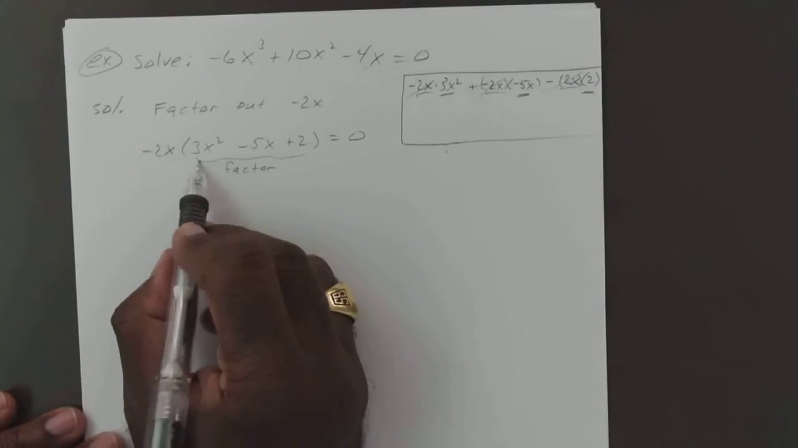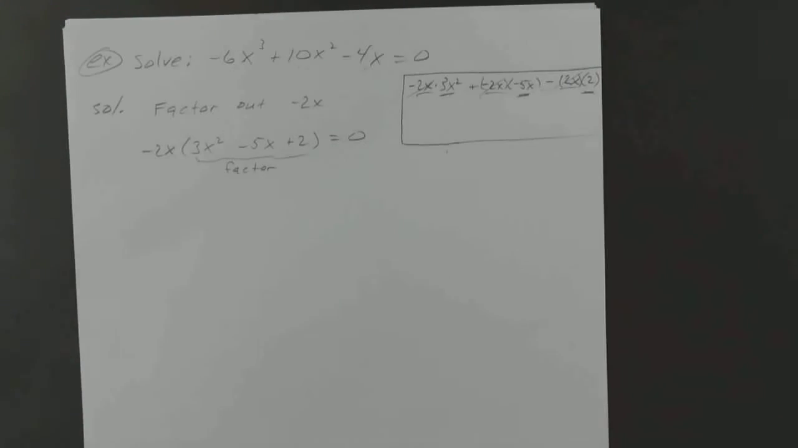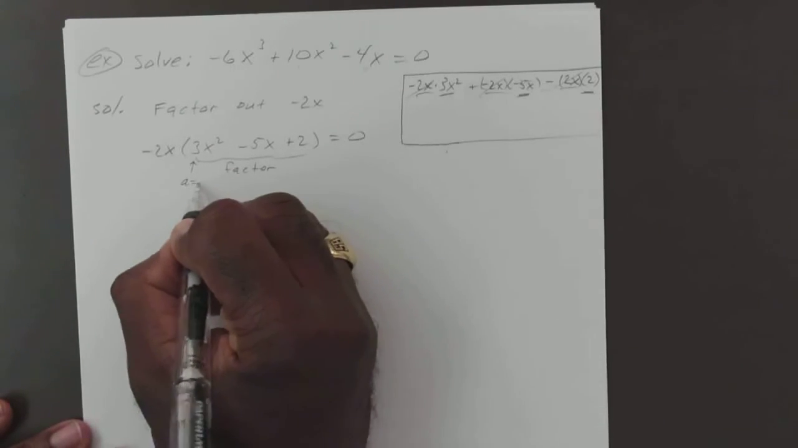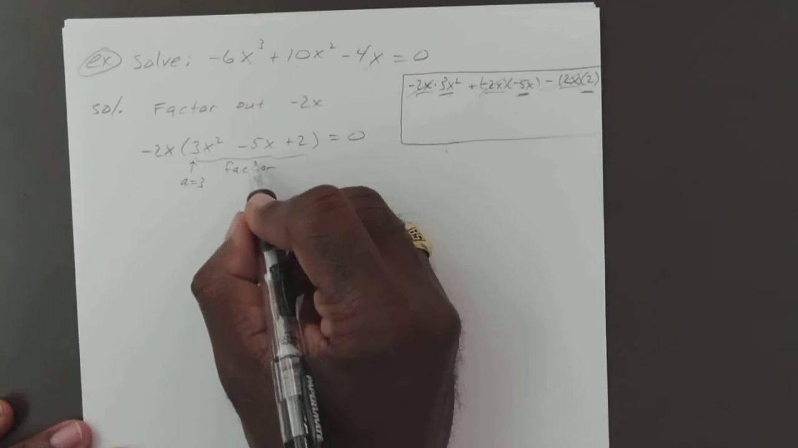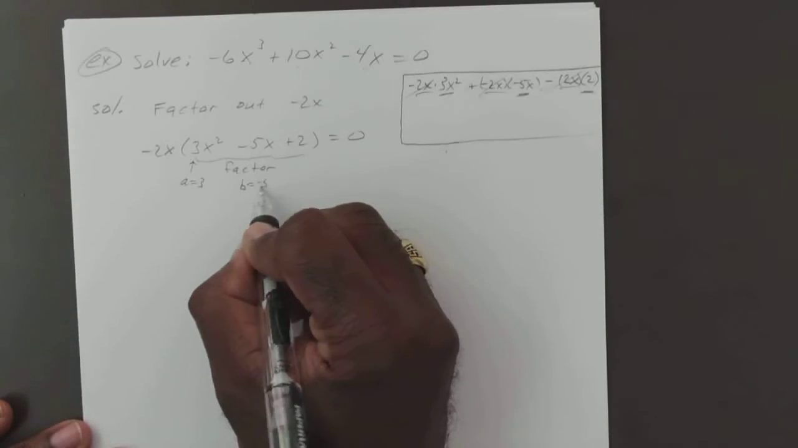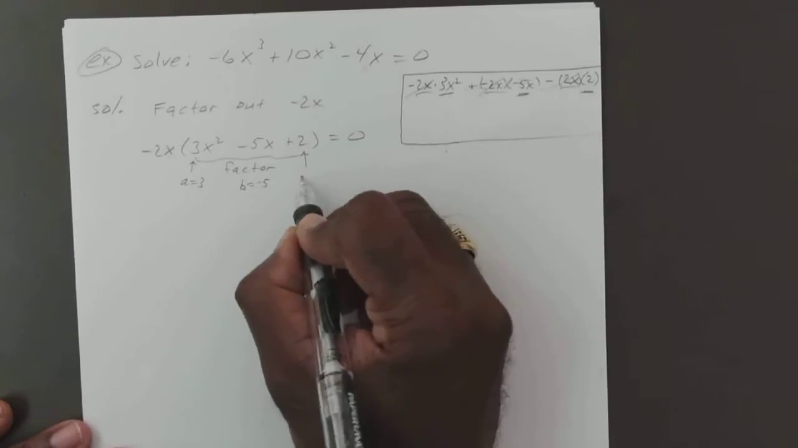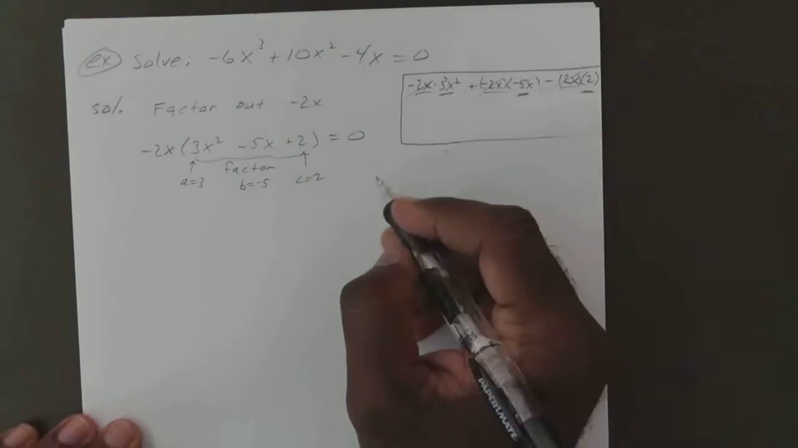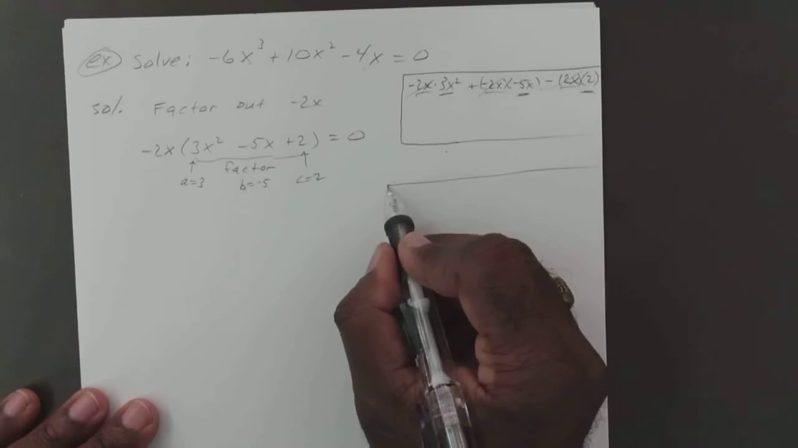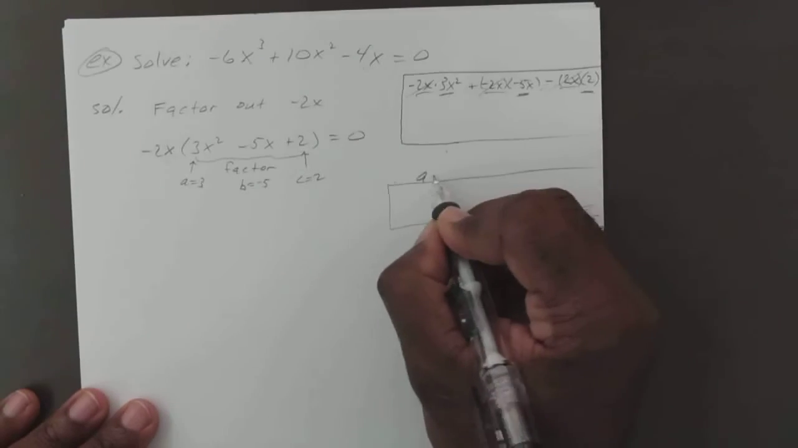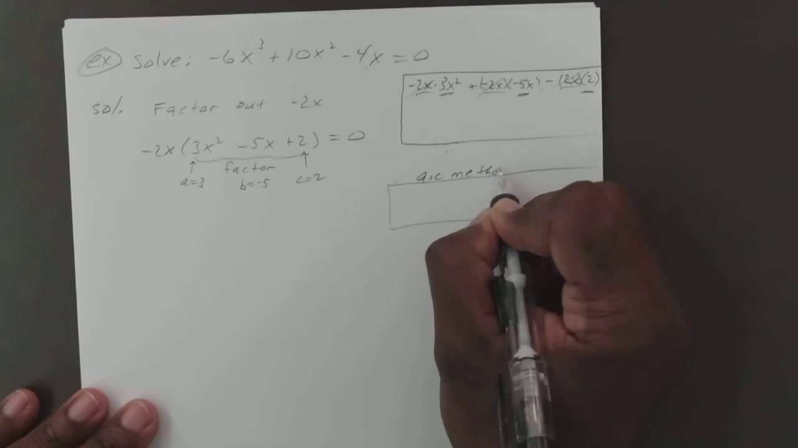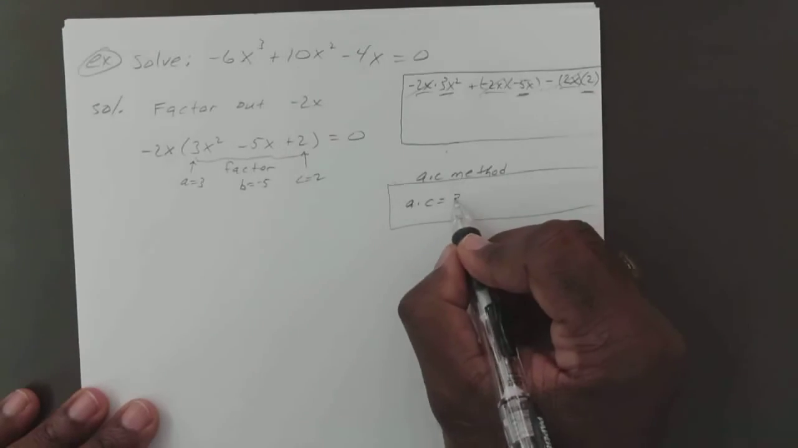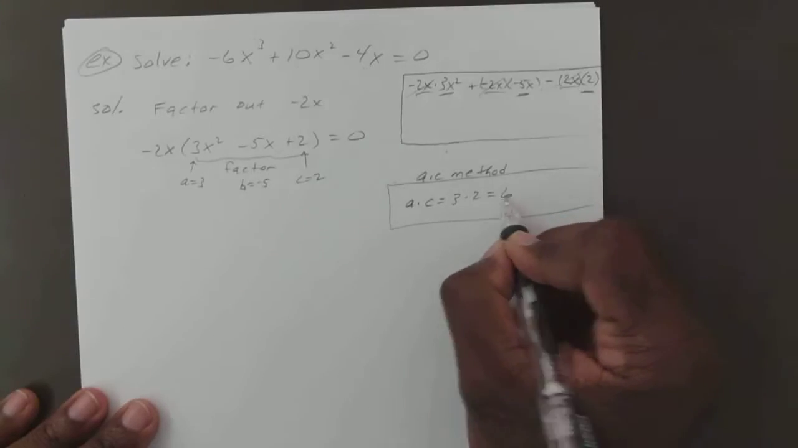Okay, and because you have something in front of the x squared, you have to use the a times c method again. So a equals 3, b equals negative 5, and c equals 2. All right, so we know our a times c equals 3 times 2, which again is equal to 6.